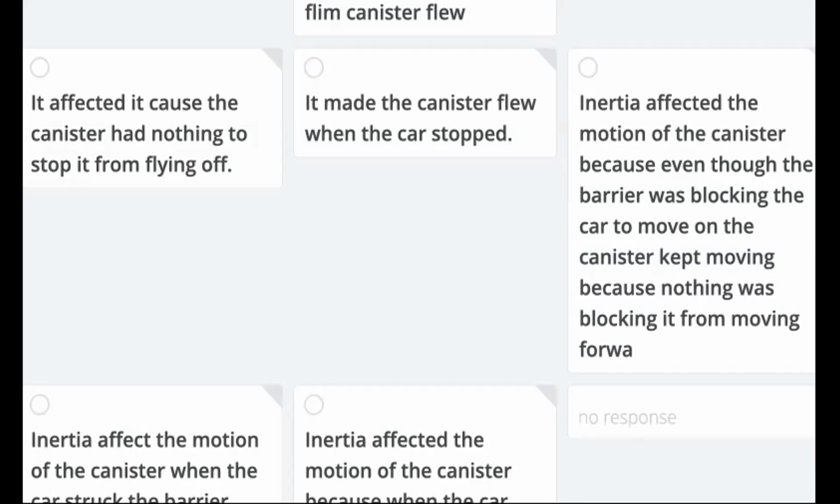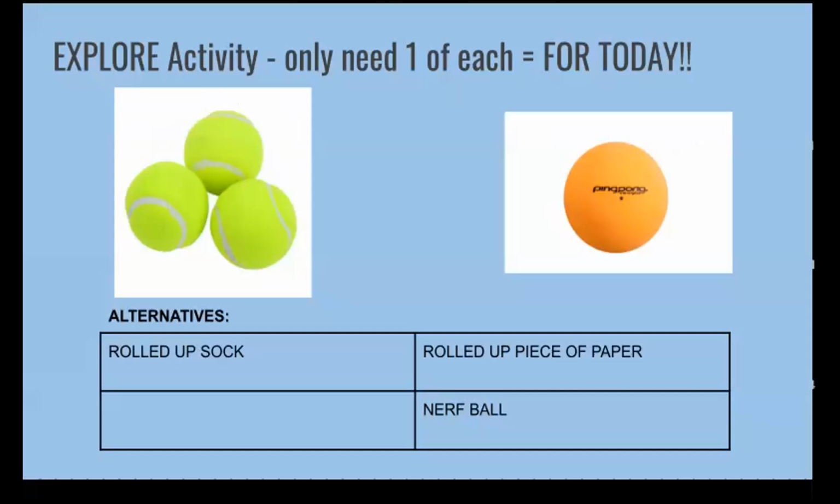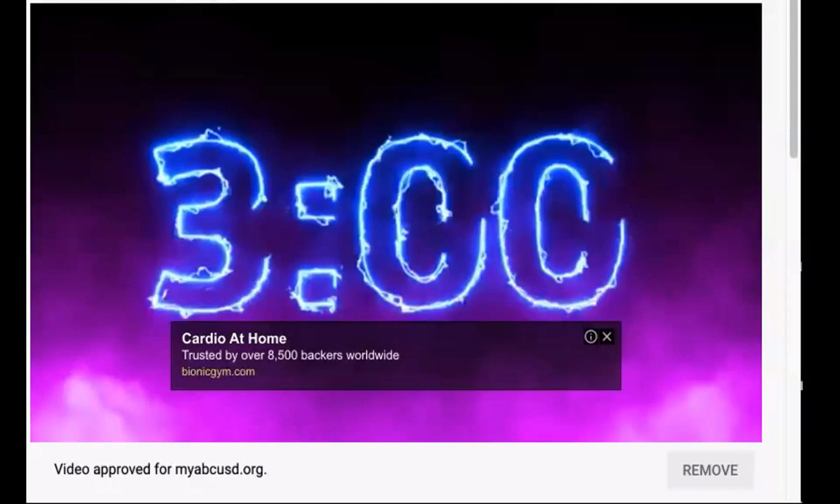Okay. Questions for me? I'm looking at your formatives. Some of you have skipped a couple things. Make sure you finish. We should be done with numbers 1 through 5. We're going to take our first break. And if you don't have these supplies yet, please go get them. Get a rolled up sock if you don't have a tennis ball. Get a piece of paper if you don't have a ping pong ball. And let's take our first break here, 3 minutes.